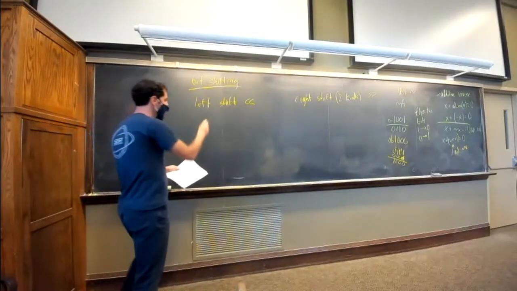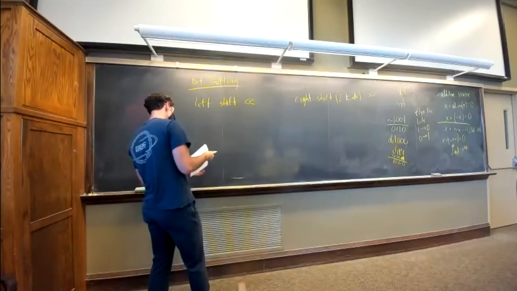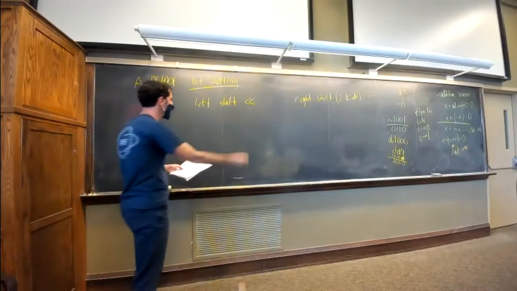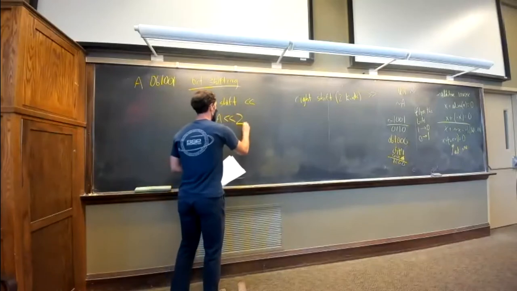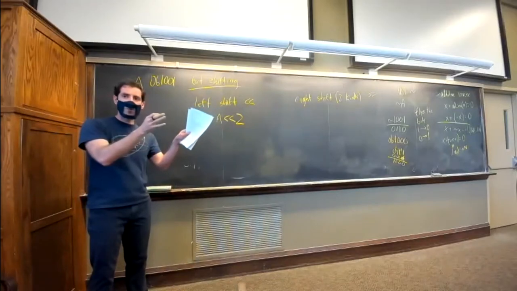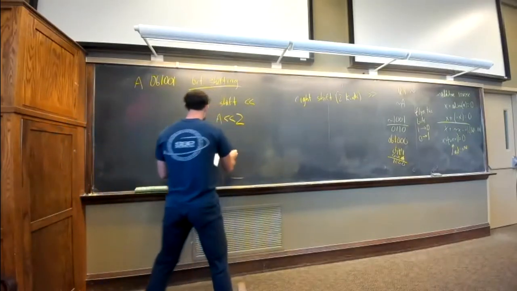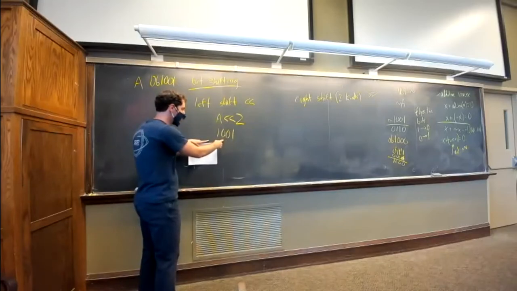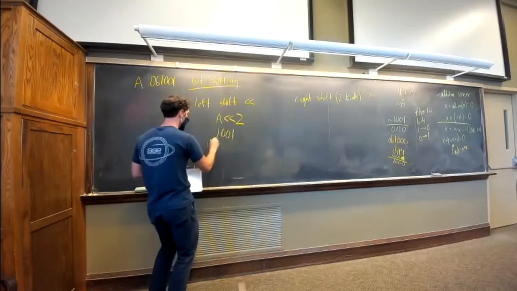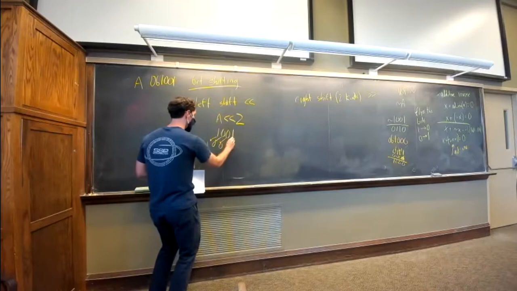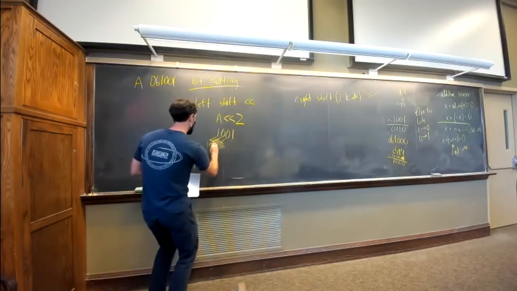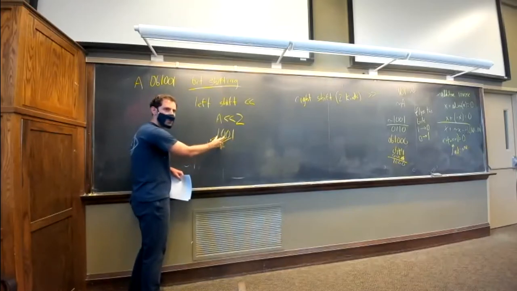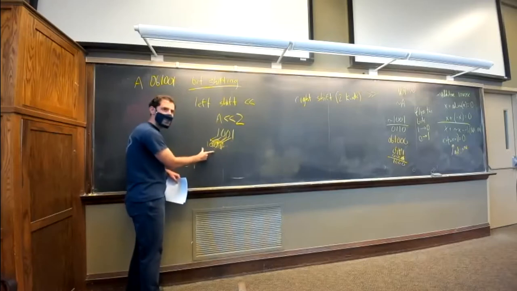And our left shift would be, I put A back up here. If I say A left shift 2, that means slide A over 2 places. So that's going to mean that I take my 4 bits here and slide them over 2 places. These two are now in the same place that the upper two were before. So I've just slid this over 2 places.